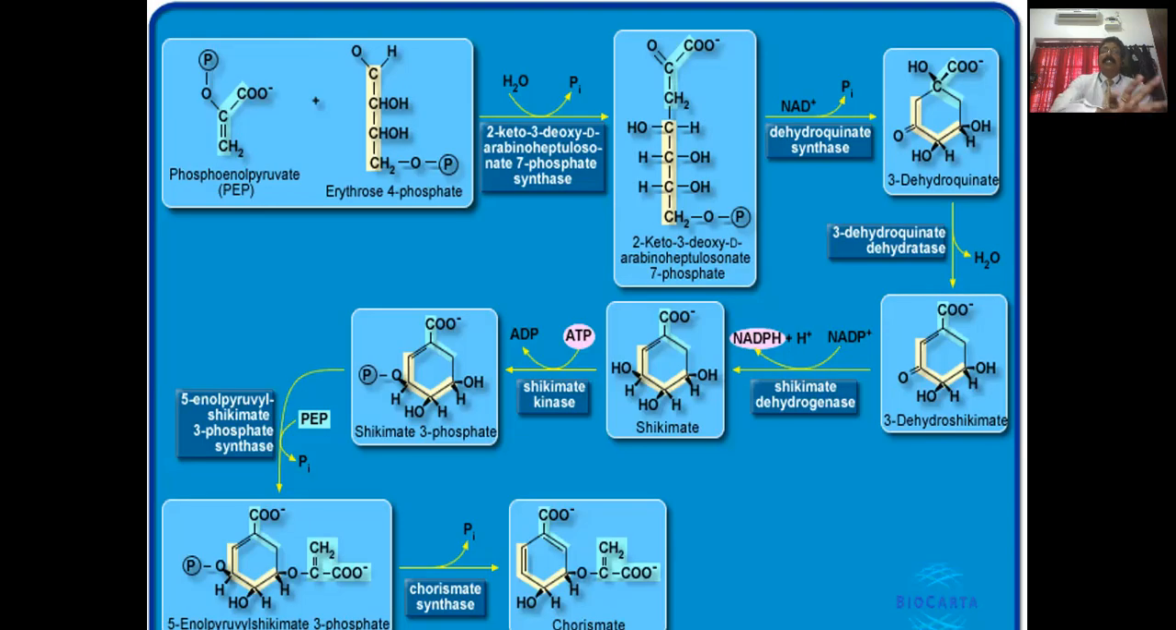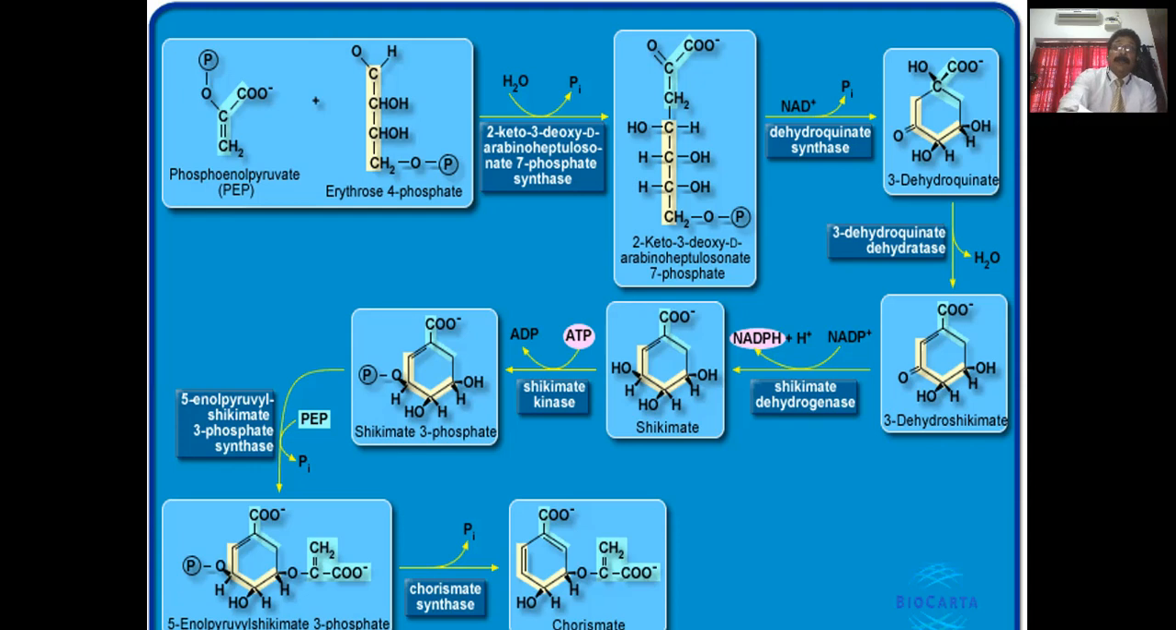This is the same explanation which I have given. This is only a colored structure. The same thing you can see: phosphoenolpyruvate with erythrose 4-phosphate in the presence of the enzyme, then heptulonate, then dehydroquinate synthase enzyme, then dehydroquinate, then dehydrogenase and kinase enzymes. You have to add this phosphoenolpyruvate, which is PEP, that you have to remember.